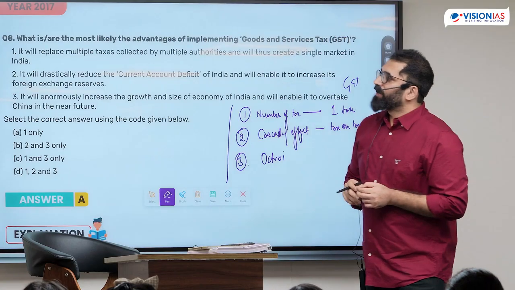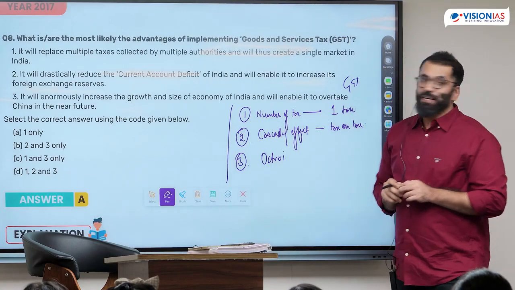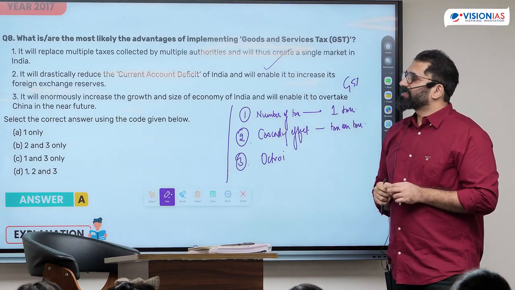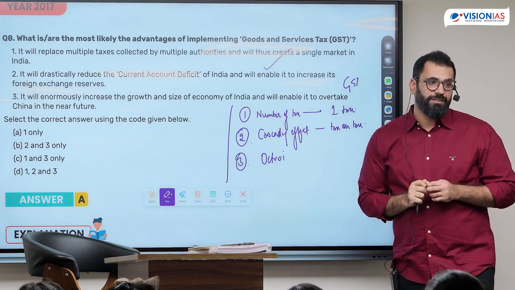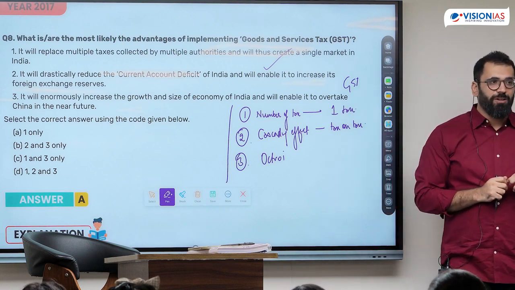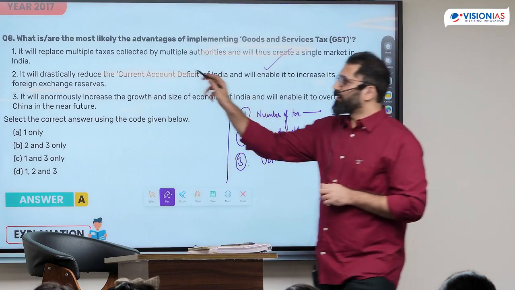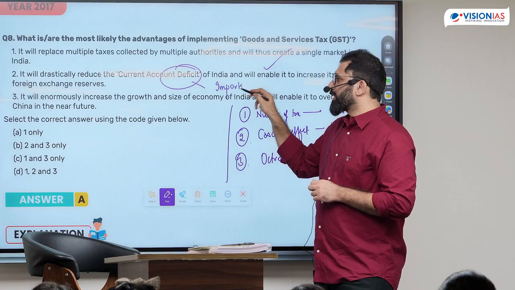Application. It will replace multiple taxes collected by multiple authorities and will thus create a single market in India. Yes, this was the major benefit. It will drastically reduce the current account deficit and will enable it to increase its foreign exchange reserves. Will it have an impact on imports? Because if I have a deficit, it should have an impact on imports. What will be the impact on imports?